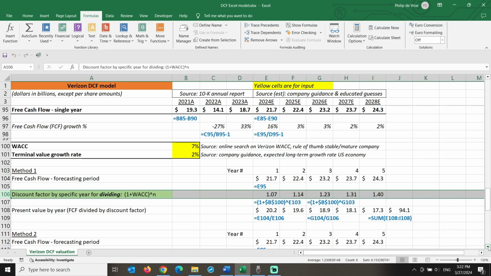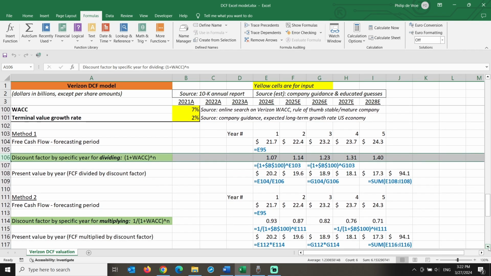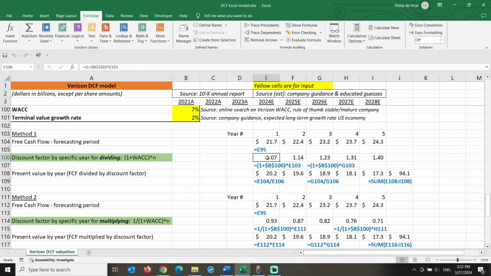The first method is to divide by discount factors for each of the years. The discount factor is 1 plus the WACC to the power of the number of years. So 1.07 for year 1, 1.07 times 1.07 for year 2, and so on. I'm displaying these factors rounded to 2 decimals. The further out in the future, the higher the discount factor. Now divide the estimated nominal free cash flows by the discount factors.